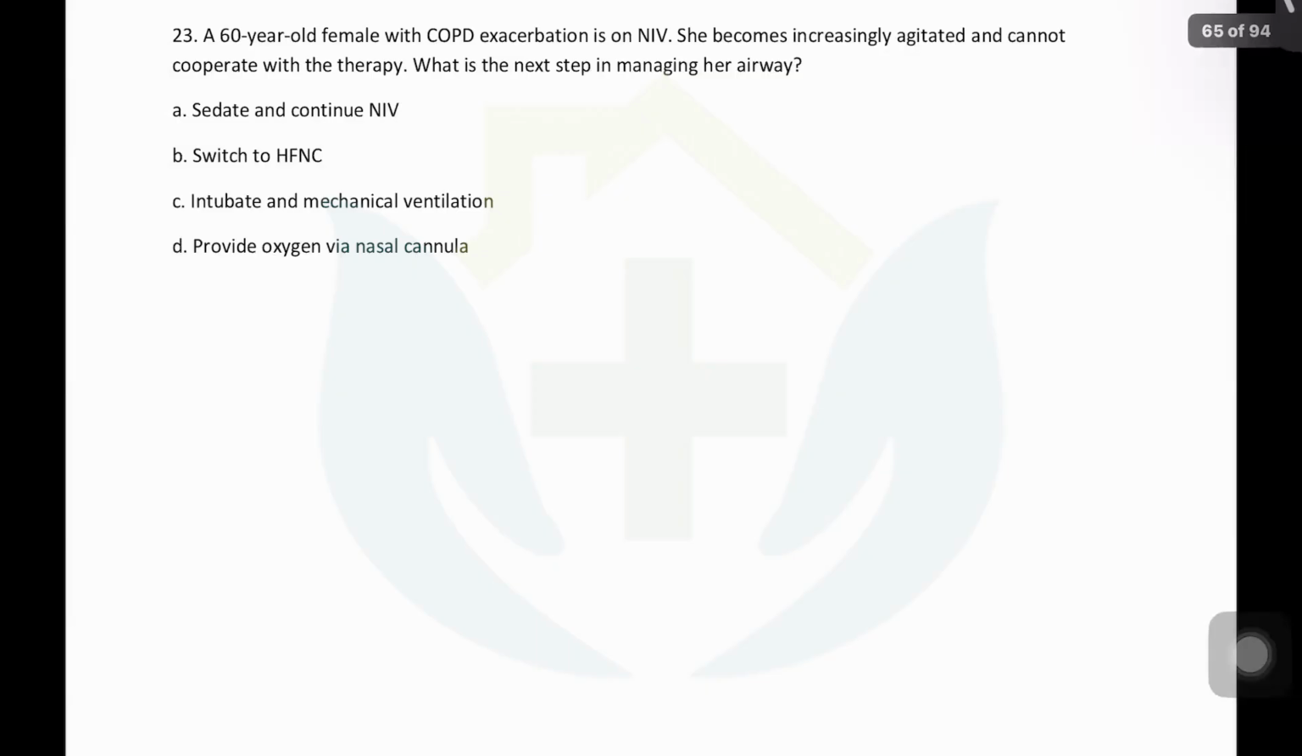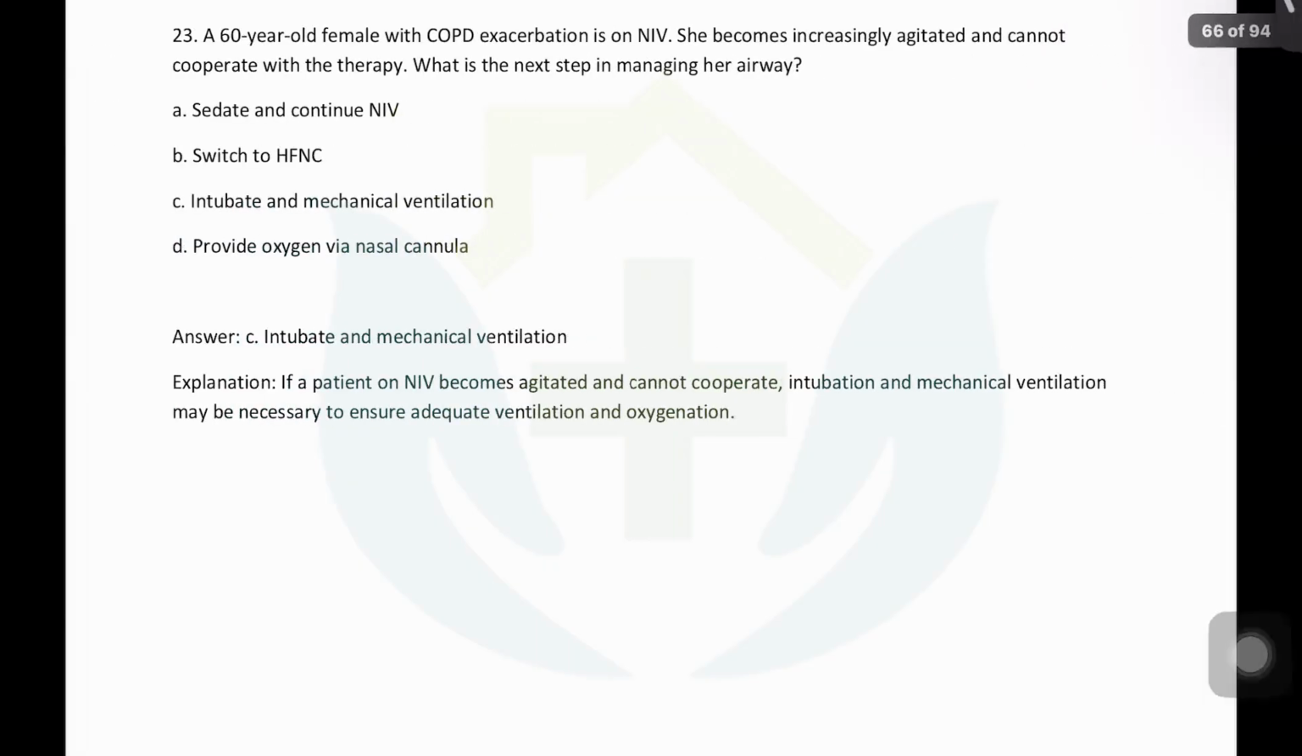So what is the answer? C. Intubate and ventilate the patient. So the best option here is to intubate this patient and put the patient on a ventilator. If any patient becomes agitated and cannot cooperate, the best thing that you need to do is put the patient on ventilation. Why intubation, sir?